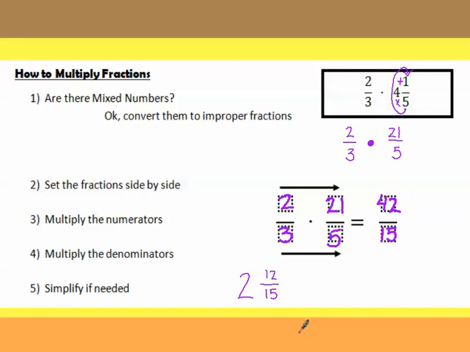Then I ask myself, can I simplify my fraction? Well, they're not both even, but I can divide them both by 3. So if I do that, remember to keep your whole number. 12 divided by 3 gives you 4, and 15 divided by 3 gives you 5. So I have 2 4/5 for my final answer because 4/5 does not simplify anymore.